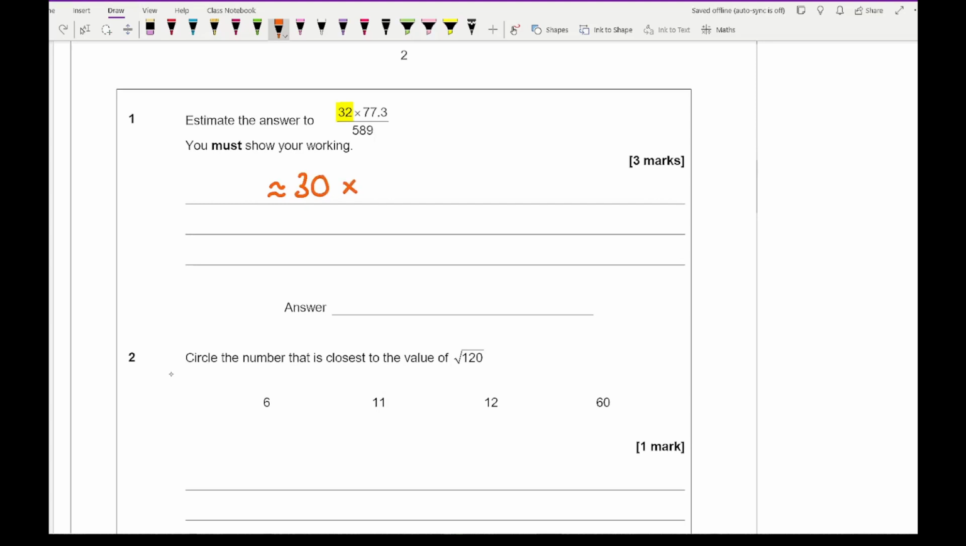Now 77.3, the first sig fig is the first 7, which represents 10, so I want to round that number to the nearest 10, so that becomes 80. And then 589 rounded to the nearest sig fig is going to be to the nearest 100, which is 600. Then from this, 3 times 8 is 24, and I've got 2 zeros, divided by 600. Then I can cancel the zeros, so it's just 24 divided by 6, which gives me an answer of 4.